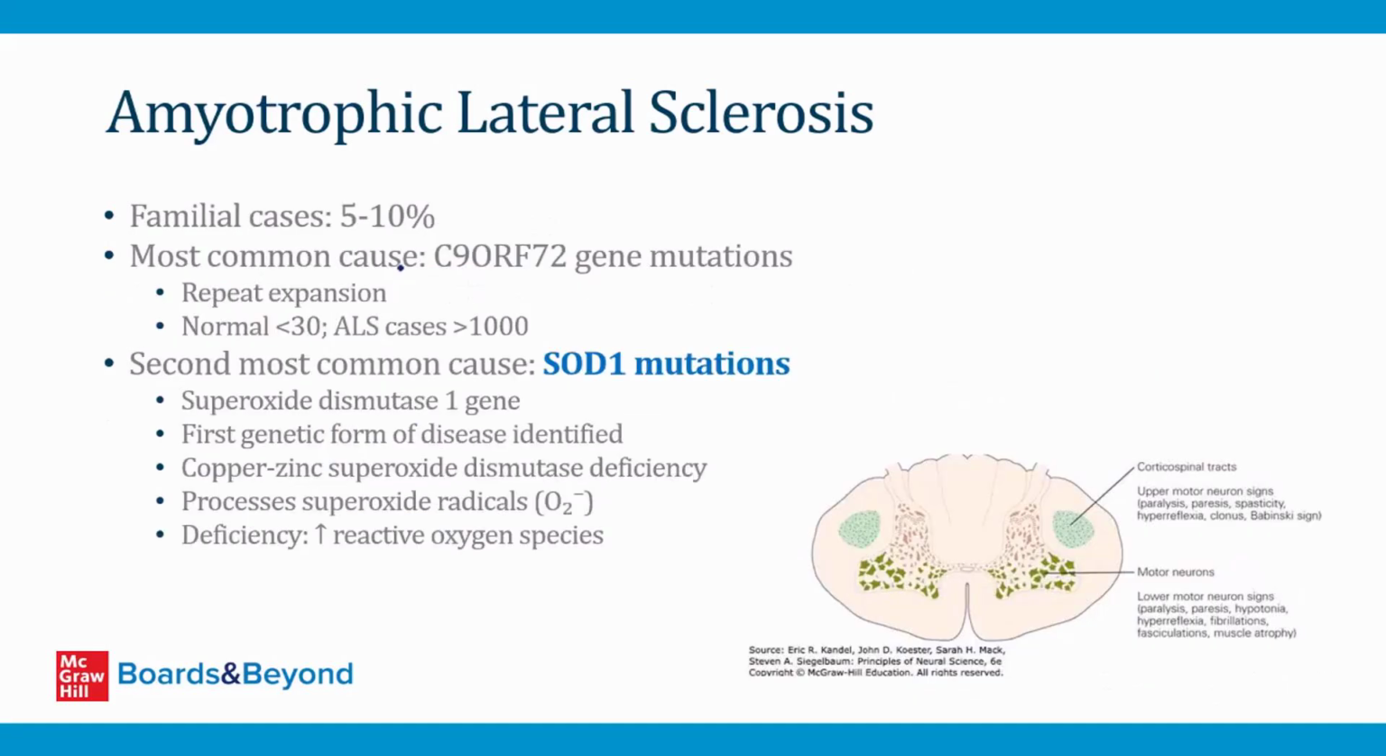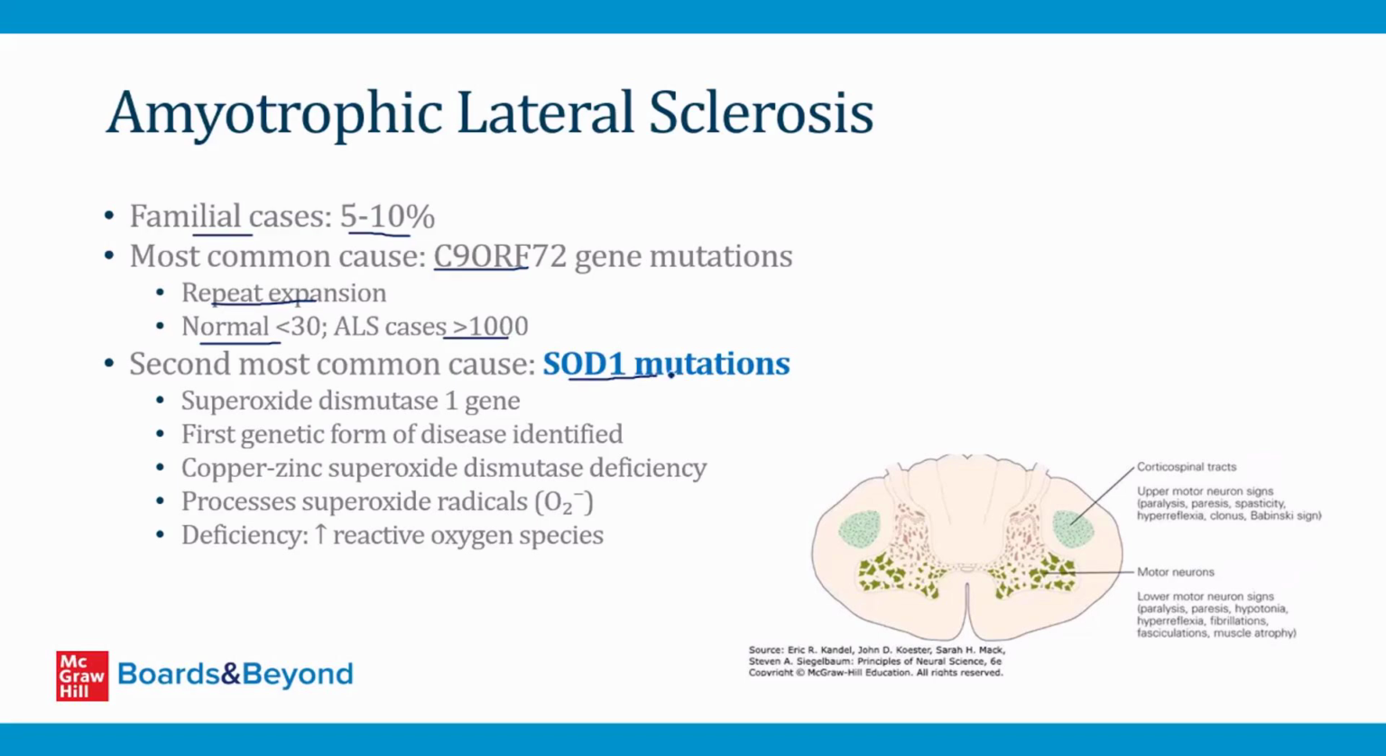About 5 to 10% of cases are familial, meaning they're related to gene mutations that run in families. The most common cause is a gene mutation called C9orf72. Good luck remembering that. This is a gene mutation related to repeat expansions, meaning pieces of the gene that are normally present a few times end up getting expanded, so they're present many, many more times than normal. I talk about these disorders in the genetics section. So normally this gene has about 30 expansions of a certain segment, but in ALS cases, it can get to be over 1,000. The second most common cause, though, and the one that's most famous that you should definitely know, is SOD1 mutations.